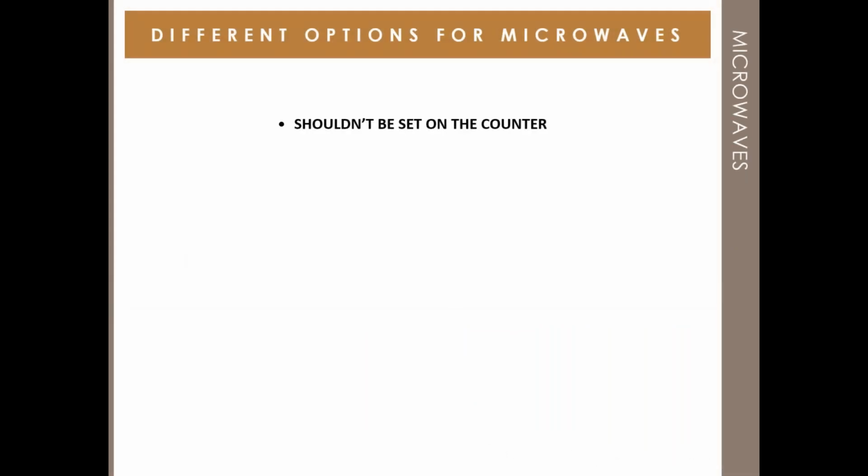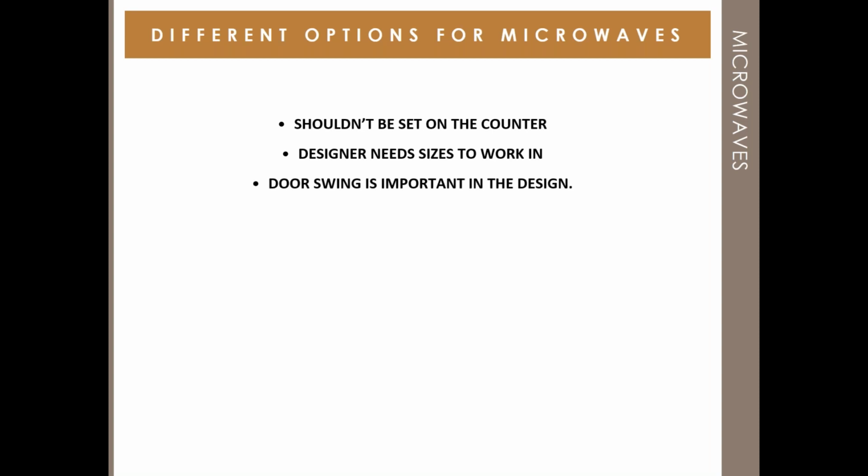Microwaves aren't popular with me right now, or haven't been, because there's something out there called the speed oven we'll talk about. But if you're going to stay with a microwave, when you do the kitchen, you don't want to set it on the counter. You want to build it in somewhere. Okay. Again, what size does the designer need to work in?